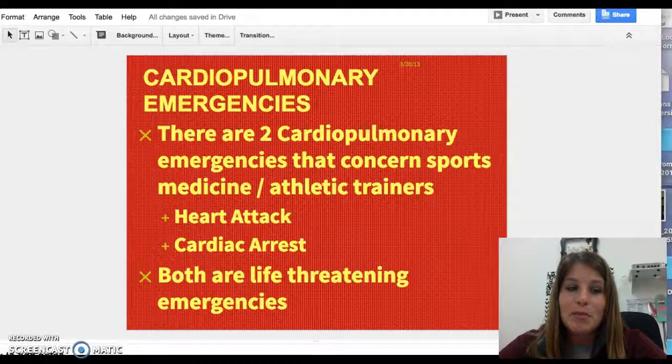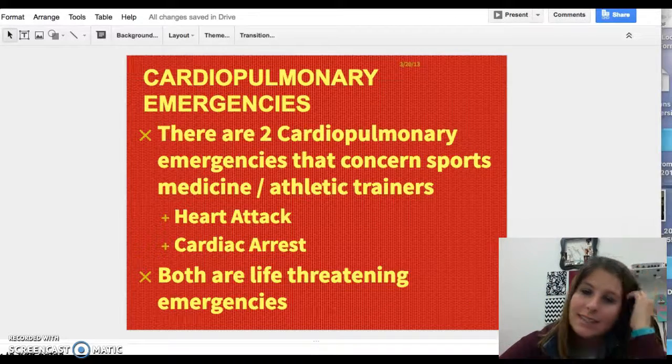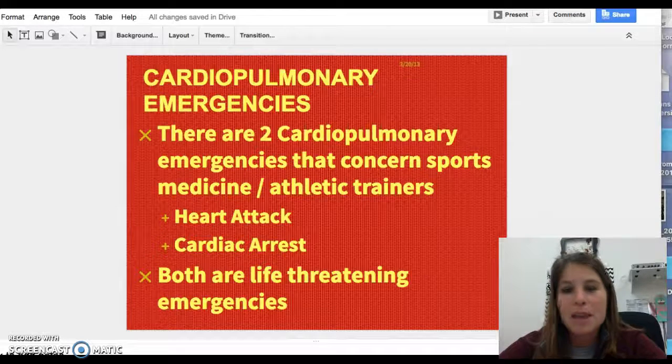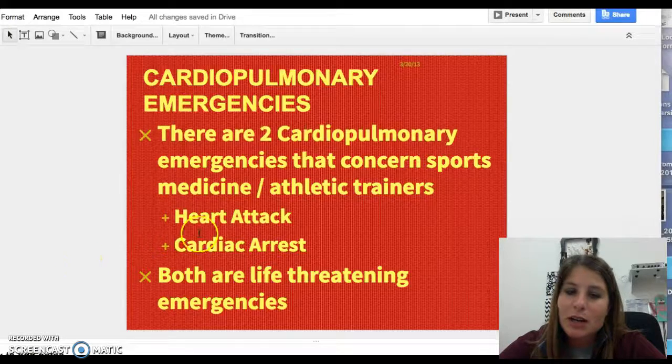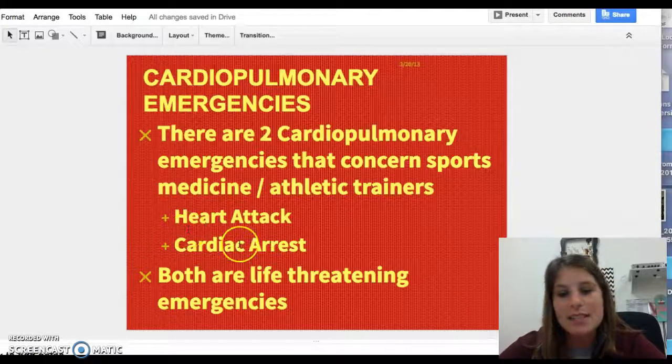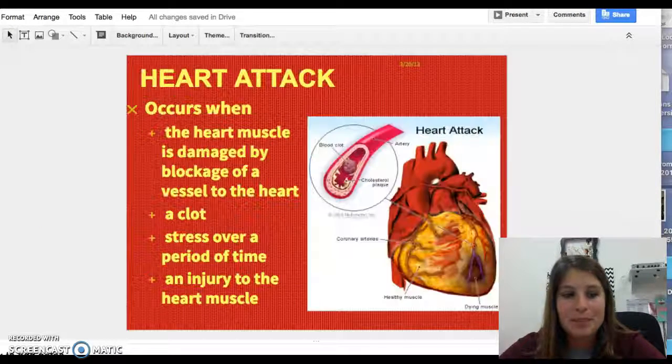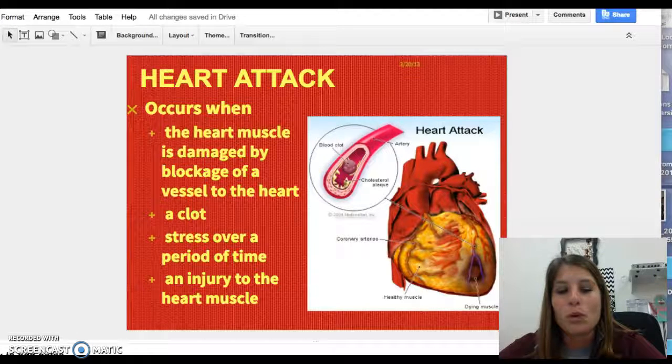The next type of emergencies that we see are dealing with the heart. Cardiopulmonary emergencies. There's two main types that we talk about. The first one is heart attack, and the second one is cardiac arrest. Both require you to call 911 immediately. So with a heart attack, we have damage to part of the heart.